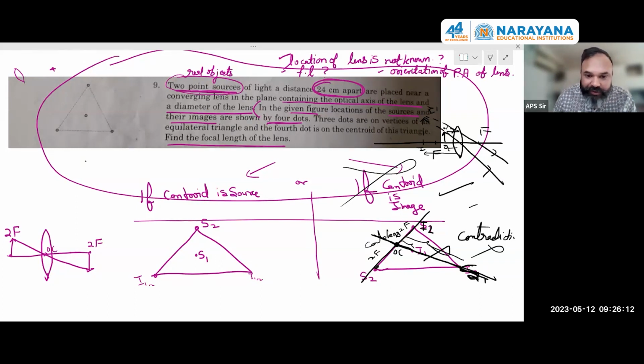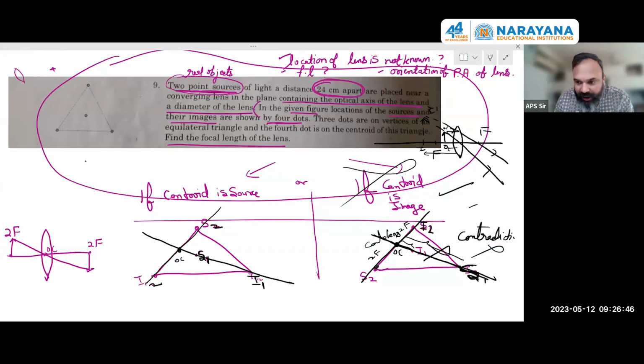Now, I streamline my question like this: that position is definitely one of the source positions, and this is the image. Now, if this is the idea, then this line is again one line on which the lens will lie. So the lens will lie here, very clear. And now I'm streamlining the S2, I2 combination. This is S2, I2, and this is S1, I1. Now this is my final combination, and this is my optical center.